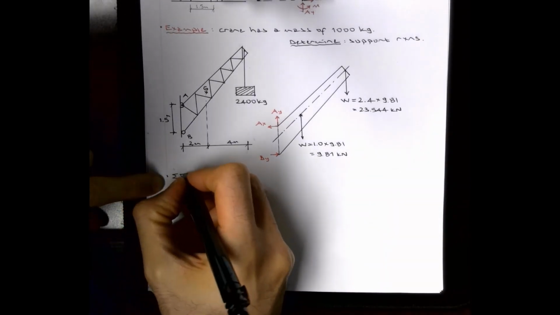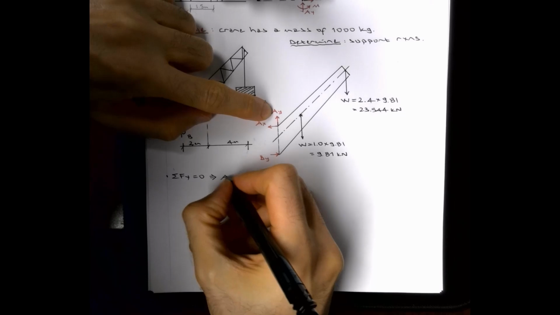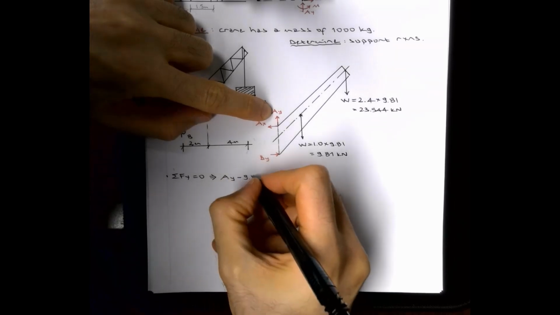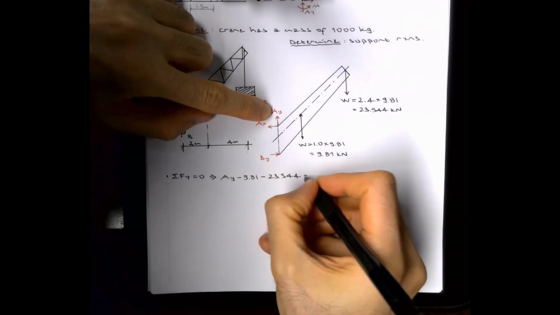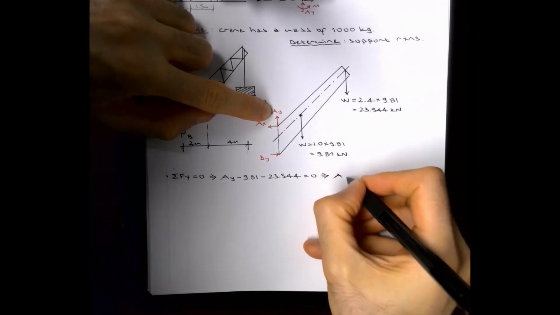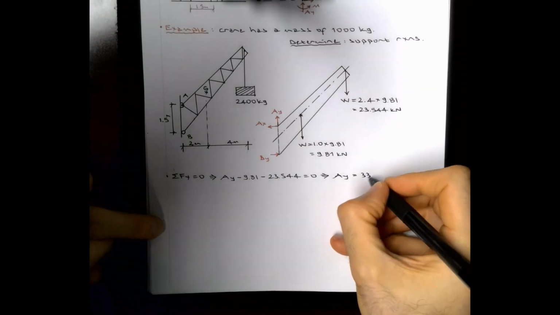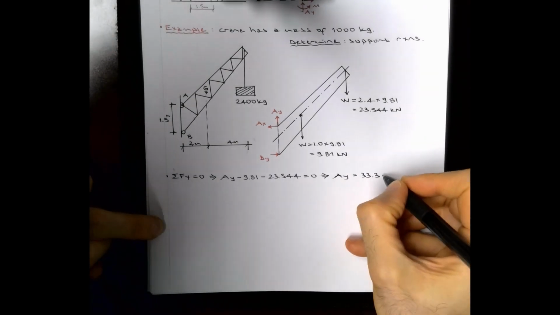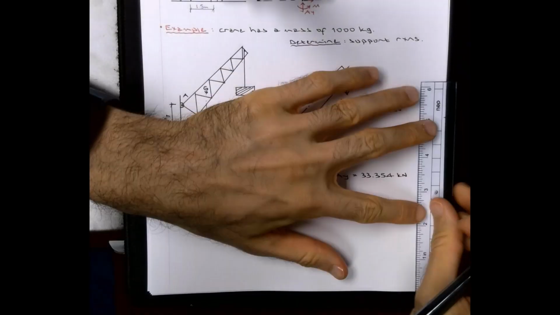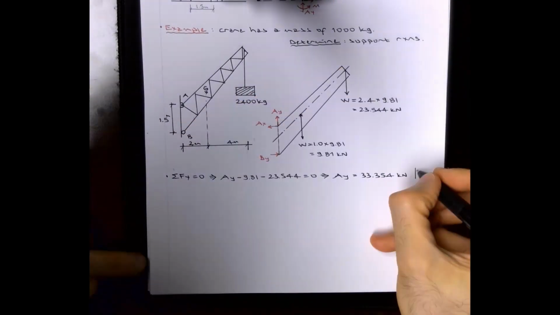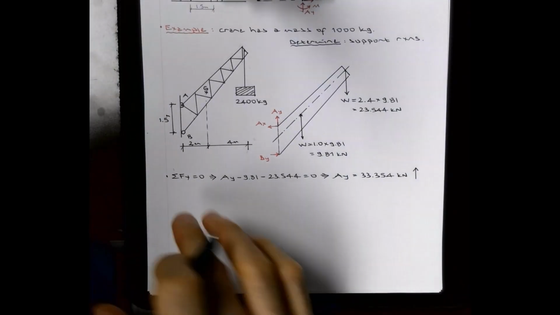Summation of Fy equal to 0, right? So based on this, AY minus 9.81 minus 23.544 should be equal to 0, and based on this you are going to find AY to be 33.3. It came out as positive, indicating that our assumption is correct. This is in kilonewtons. Always a nice idea, because force is a vector, and you need to indicate magnitude as well as direction, so it goes up, which completes this.